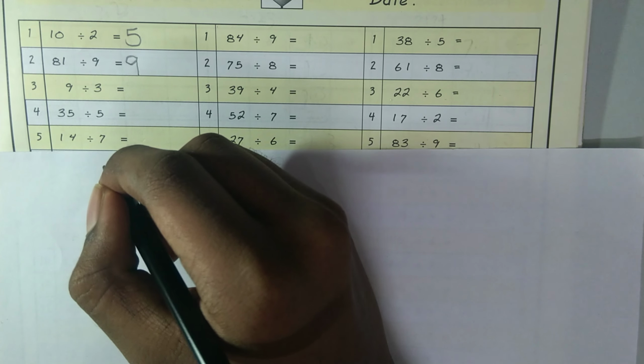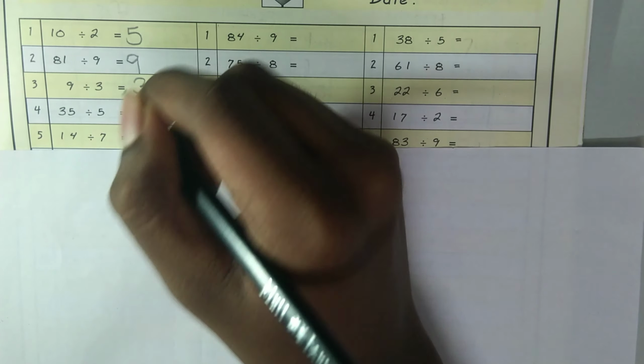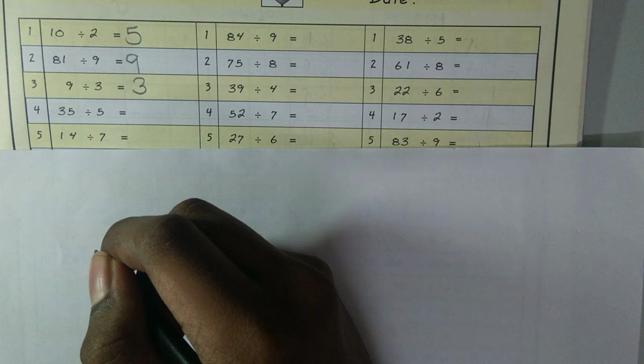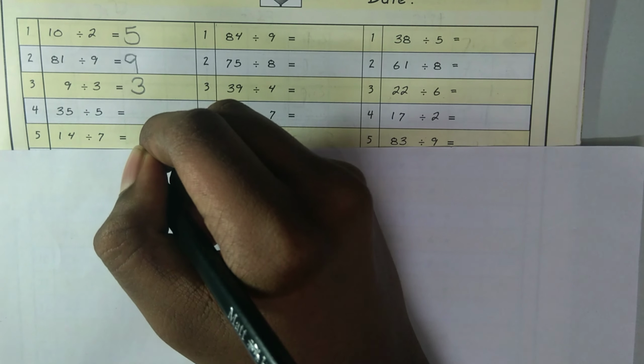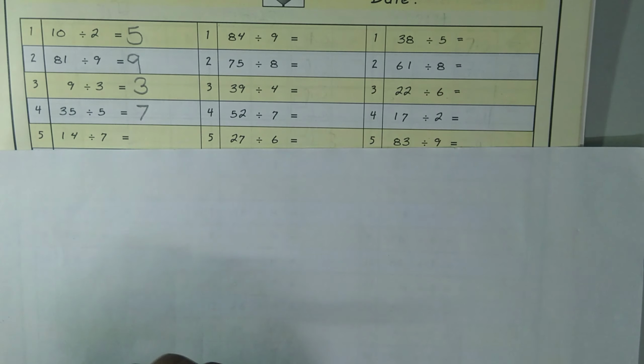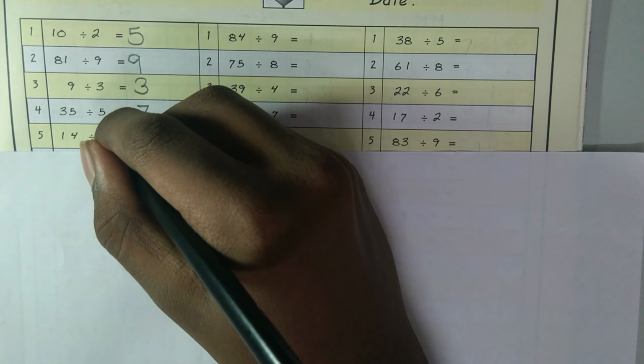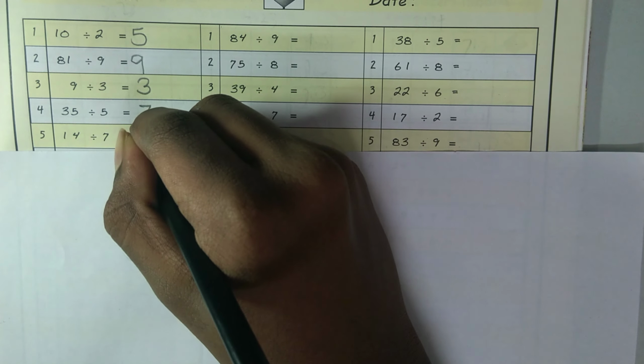9 divided by 3. 3 into what is 9? 3 into 3 is 9. 35 divided by 5. 5 into what is 35? 5 into 7 is 35. 14 divided by 7. 7 into what is 14? 7 into 2 is 14.